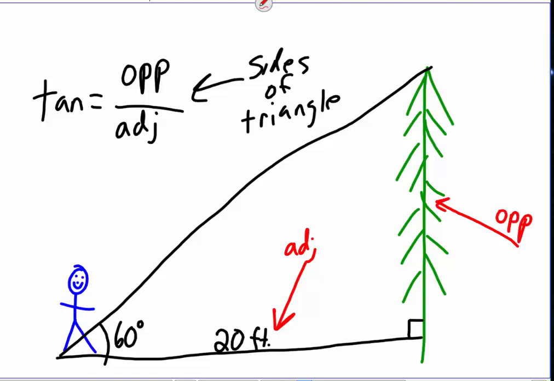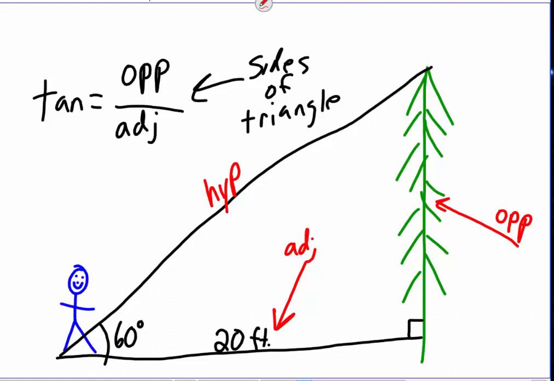Now, some of you may be going, "What about this other side that's going up to the top of the tree?" Well, this side over here is always the hypotenuse. Okay, always. It cannot ever be the adjacent. It cannot ever be the opposite. So it's always the hypotenuse.